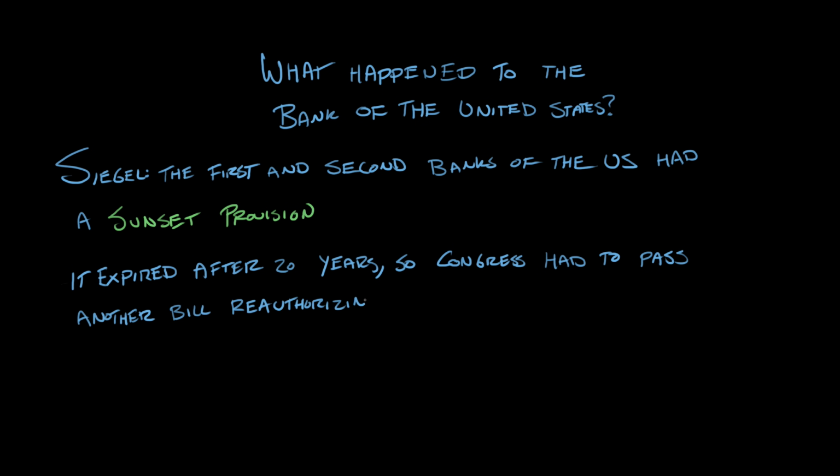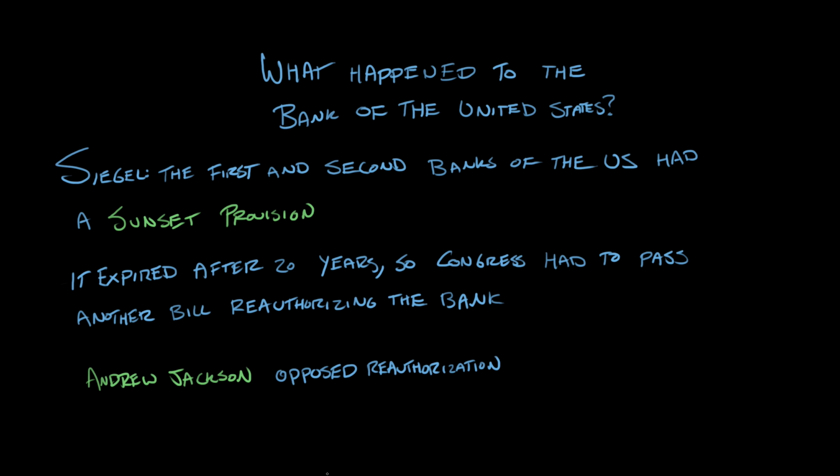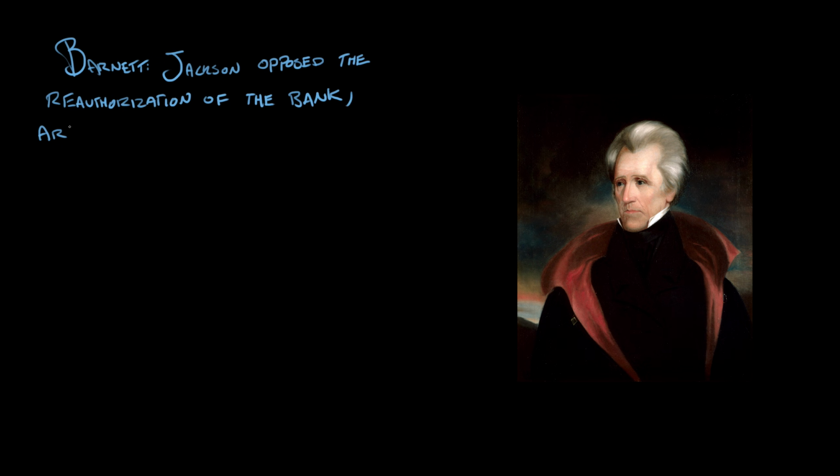And so Congress had to pass another bill reauthorizing the bank, and President Andrew Jackson opposed reauthorization. President Andrew Jackson vetoed the reauthorization of the bank. And it was very interesting because he vetoed it on constitutional grounds. He said it was unconstitutional. And yet, what happened to McCulloch versus Maryland?